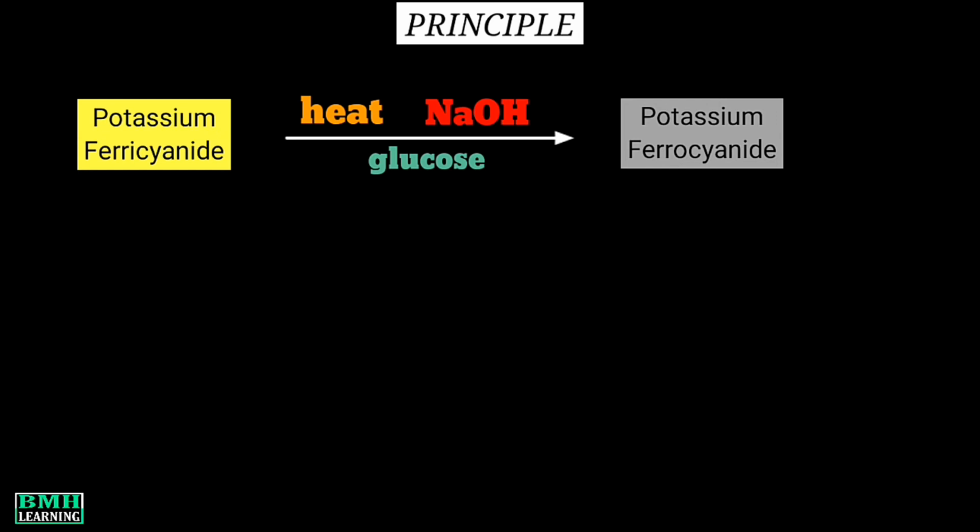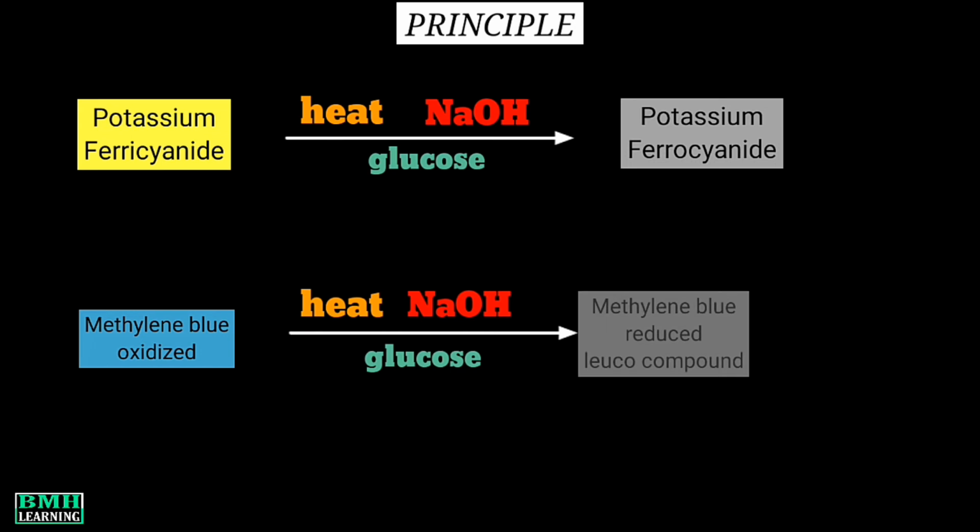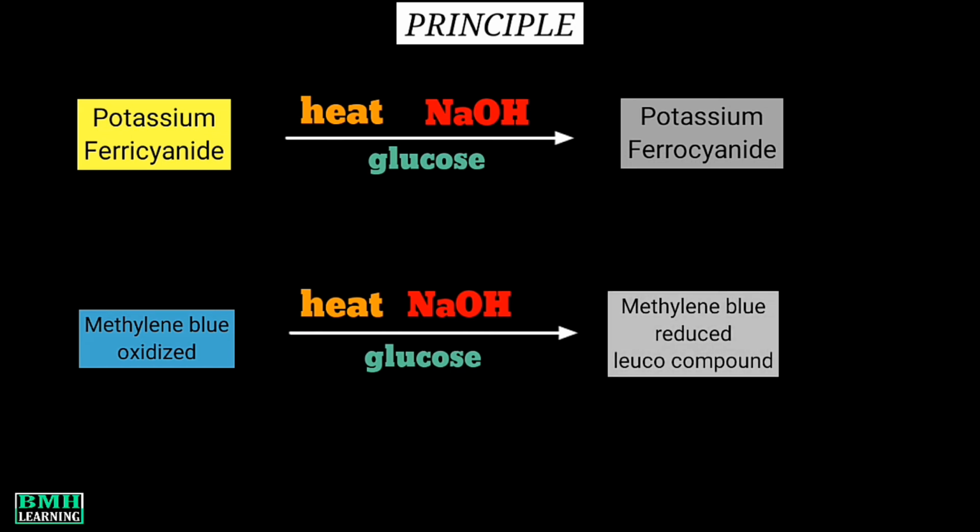Then, to confirm the redox reaction, methylene blue is used as a redox indicator. Before the reaction, the dye is in oxidized form, and with the reducing sugar glucose, it gets converted to its reduced form called leuco compound. So, once all the molecules of ferricyanide are reduced to ferrocyanide, the end point is marked by a color change from blue to colorless.